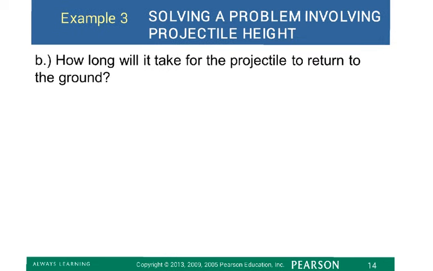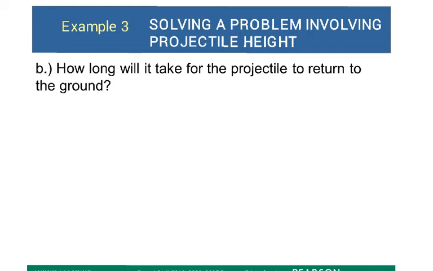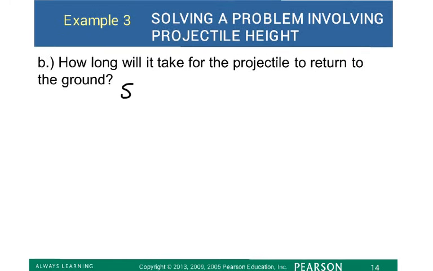Our next part of this problem is going to ask us this: how long will it take for the projectile to return to the ground? So whenever it returns to the ground, which it started out from the ground, is what it said in the problem. So what we're going to be looking for is when it comes back to the ground. So when it hits the ground, it's a height of 0 meters. So S, in this case, is equal to 0. So this is what we are solving.